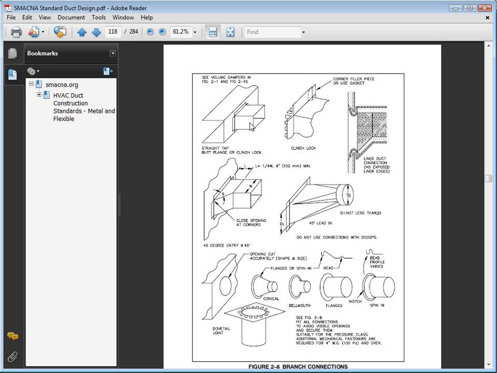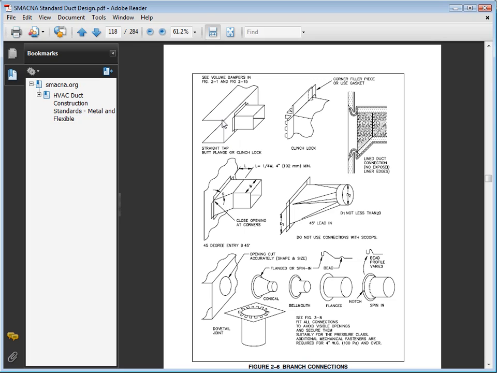So just a rectangular straight off takeoff, it has these flaps that bend outwards, or these clench locks, what they call them, and these tabs fold outwards, and your sheet metal needs a little extra diameter, or in this case rectangular, on the outside to accommodate these tabs as they bend upwards.